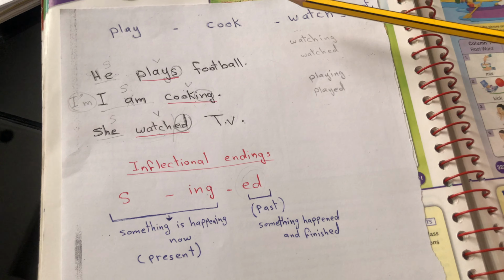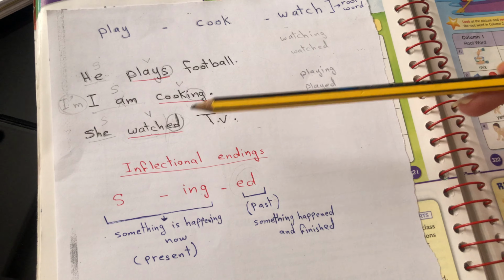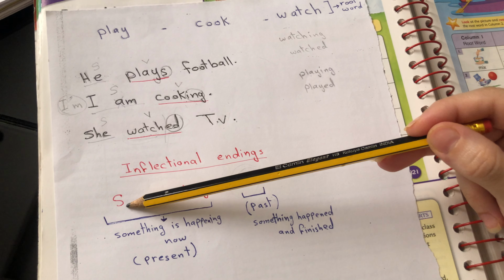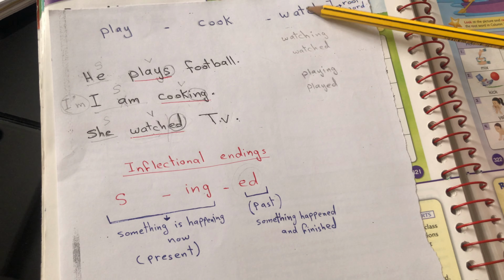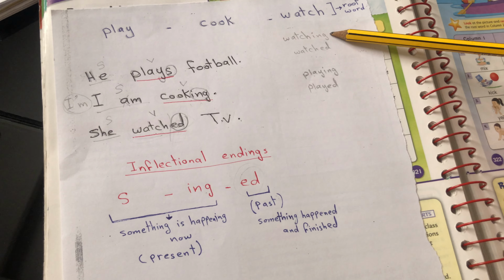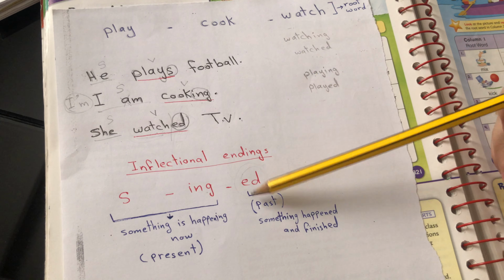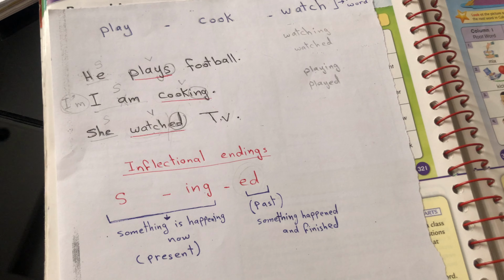Let's add the three inflectional endings to the verb watch. The root word is watch. If we want to add s, we will say watches. If we want to add ing, we will say watching. If we want to add ed, we will say watched. Is that clear?